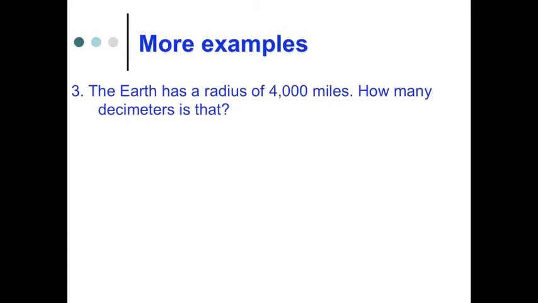Okay, so let's look at one more example. The Earth has a radius of 4,000 miles. How many decimeters is this? So first off, let's figure out what we're starting with and what we're ending with. We're starting with 4,000 miles, and we want our final answer in decimeters.